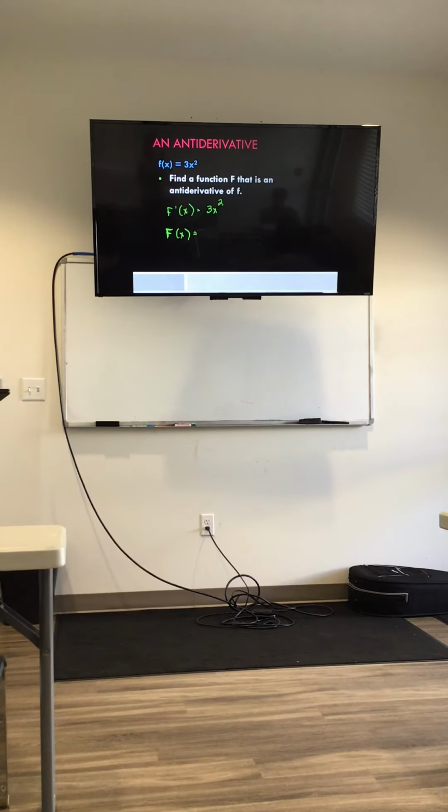Any thoughts on that? Yes, ma'am? X cubed plus 71. X cubed, and what did you say behind that? Plus 71. Okay, so for the x cubed, you would have dropped the 3 down to the front. There it is. You would have subtracted 1 from the exponent. There's the 2. And then the derivative of a constant would have disappeared.